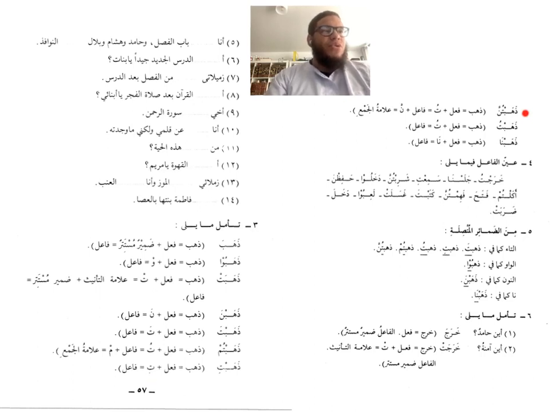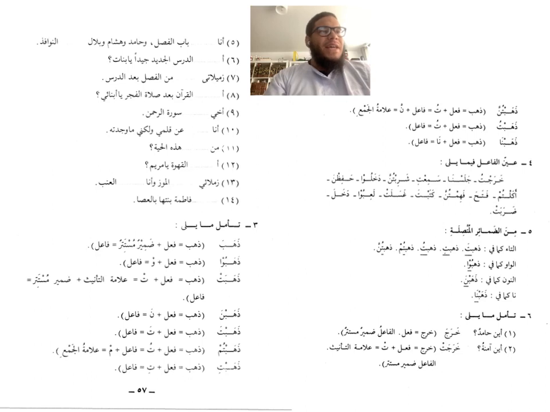Then we have here dhahabtunna, dhahabtu, dhahabna. Dhahabtunna, so ta plus noon, which is the sign of plural, unna, and then ta is ana, and na is nahnu. So look at the difference between dhahabna and dhahabna. Dhahabna, we went. Dhahabna, those females went. Those group of women went. So that's the difference. Make sure you always pay attention to that difference, so that you know when to make the alif long and when to keep it short.